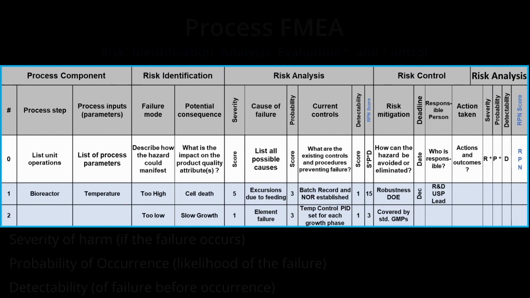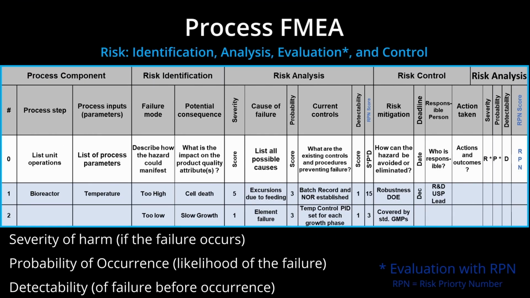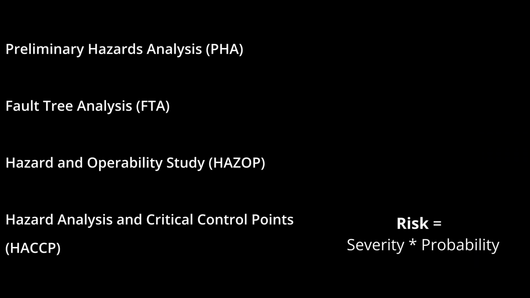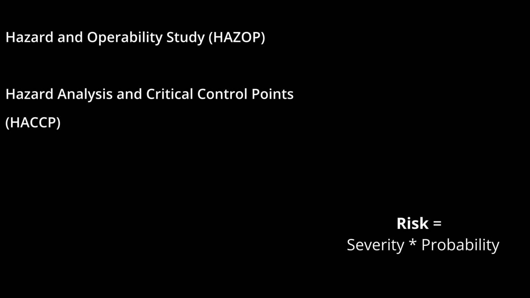As mentioned, the process FMEA is a formal tool and it gives a numerical score to the level of risk, the RPN score. The RPN score in a quality risk assessment is a function of severity of harm, probability of occurrence, and detectability, wherein the severity of harm is the harm to the patient should the failure occur, probability of occurrence is the likelihood of the failure actually occurring, and detectability is the ability of the process to detect the failure before it occurs. In other less formal risk assessment tools, we define risk as a function only of severity of harm and probability of occurrence.